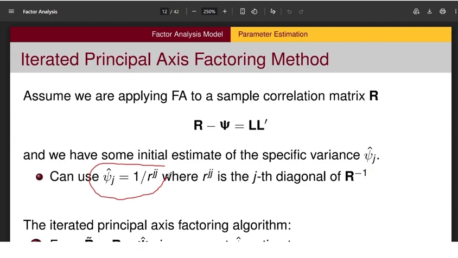But do you know how it's going to do that? The way it's going to do that is to look into the inverse of the correlation. If I have a correlation R, the inverse of the correlation is related to the specific variance. And it will continue to do what I call iteration, because right now this is going to be the initial estimate, and after that it's going to perform iteration.